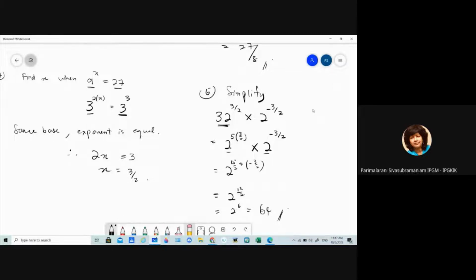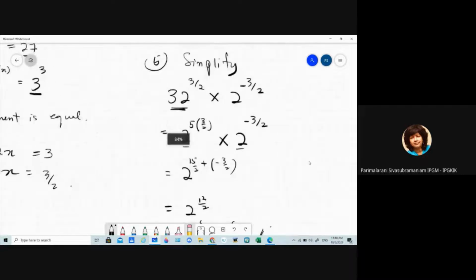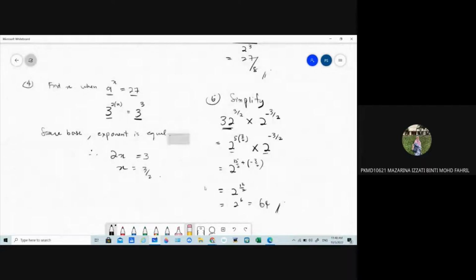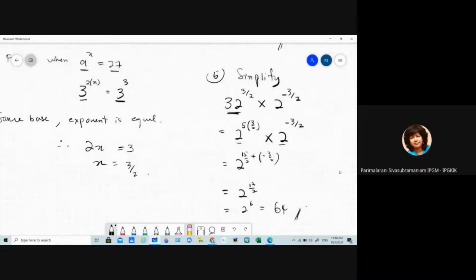Okay, I finished with power and exponent. So power and exponent, we will use a lot in logarithm. When we do logarithm, we will be using a lot of these laws of power and exponent. That's why the topics come together. Okay. Any questions so far? No, madam. Okay.